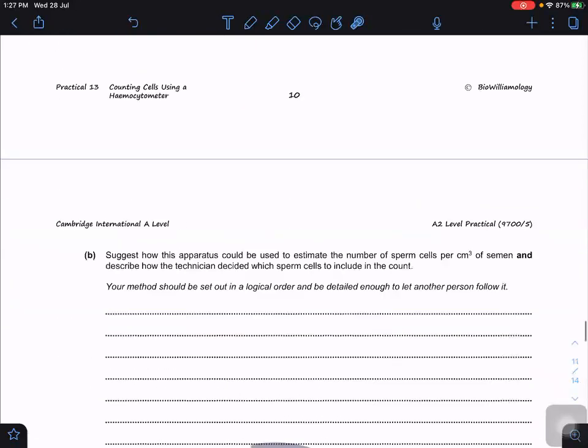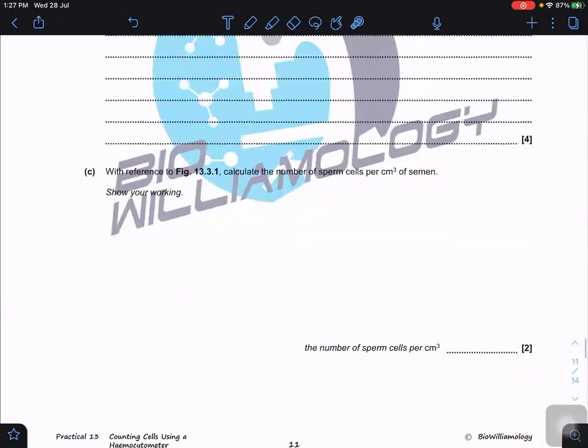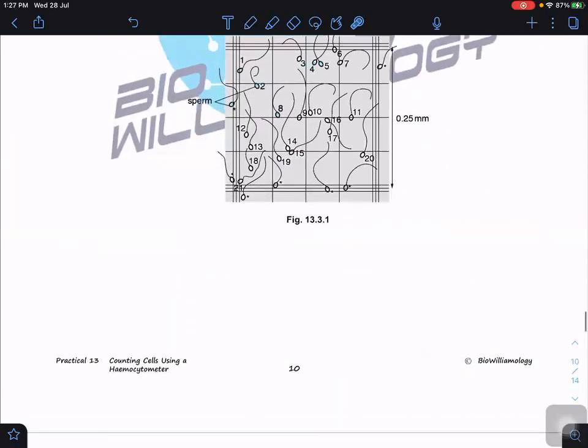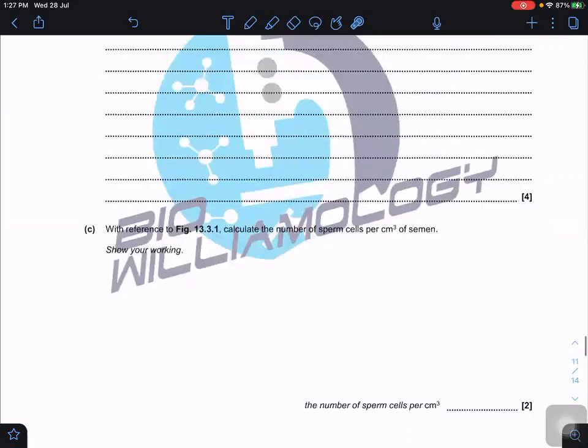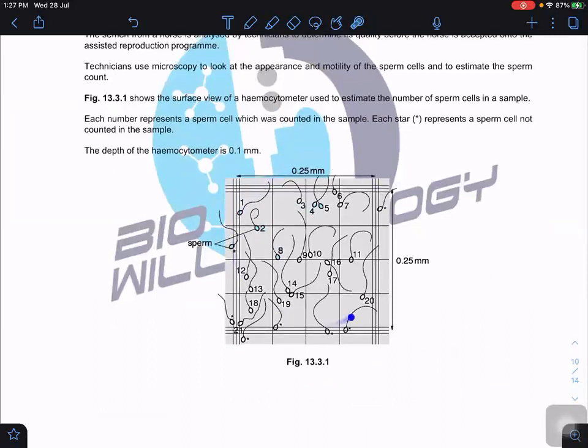Next, C. We reference figure 13.3.1 and calculate the number of sperm cells per cm cube of the semen. Based on this, I want the concentration, the number of sperm cells per cm cube. You can see that each number represents a sperm cell which is counted in the sample. Each star represents a sperm cell not counted in the sample.